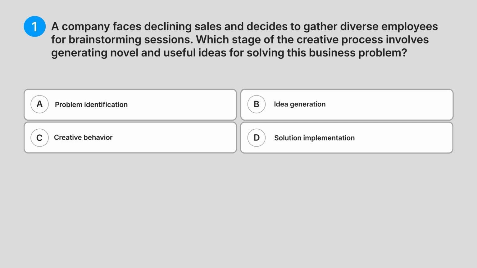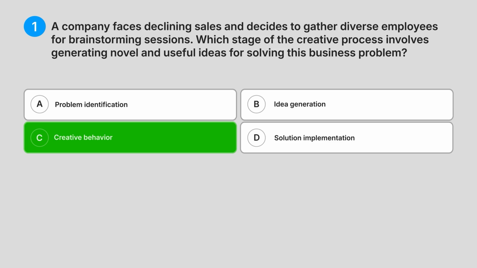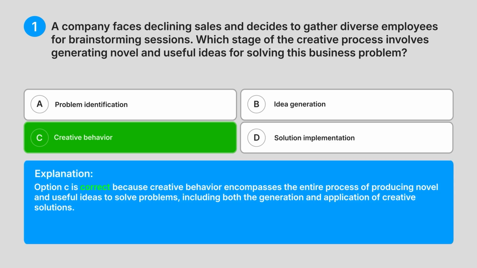Correct answer, C. Creative behavior. Explanation. Option C is correct because creative behavior encompasses the entire process of producing novel and useful ideas to solve problems, including both the generation and application of creative solutions.